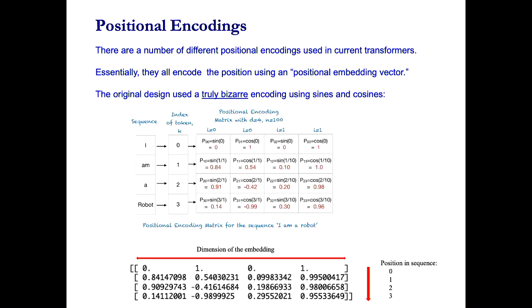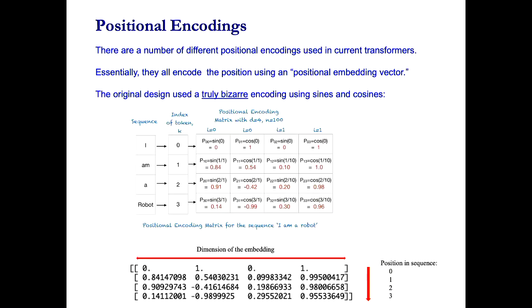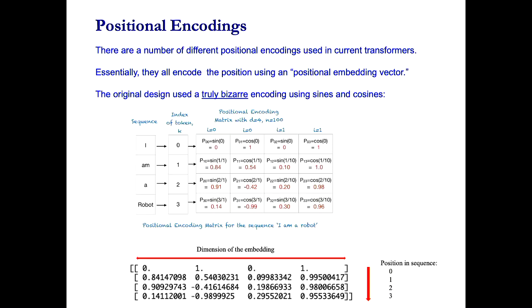Using this pattern, which I find truly bizarre, you end up with what you see in any paper on embeddings: one is yellow, zero is dark. Basically, the first row is all 0, 1, 0, 1, 0, 1, and so on. And the next one is these patterns. It goes off. This is graphical design. It's sort of cool looking. I can't get much insight out of it. But this is the sequence numbers 0 to 99 in an embedding that is 512 floats deep. So this is a positional embedding. And the important thing is that every one of these is going to be different.